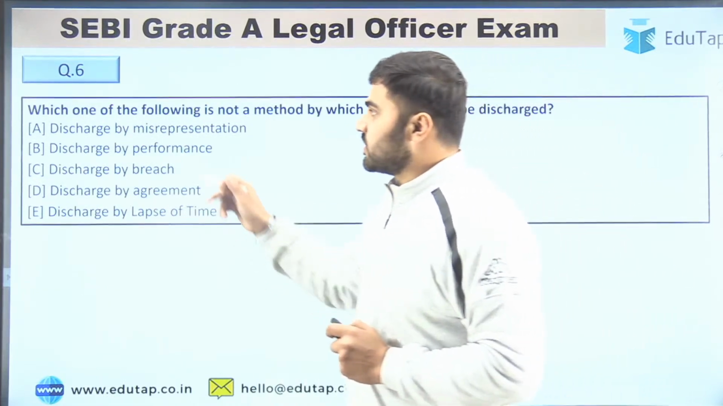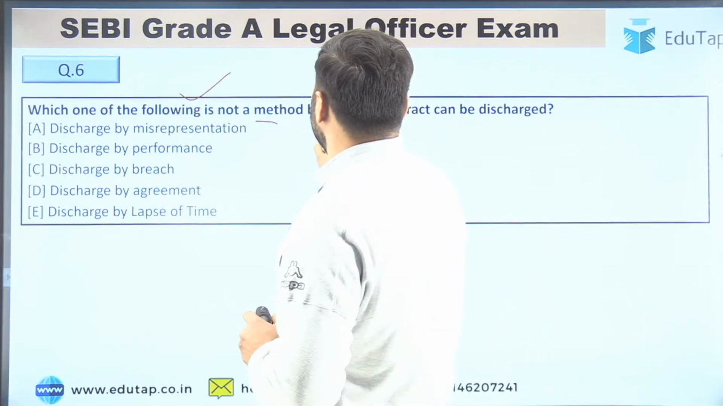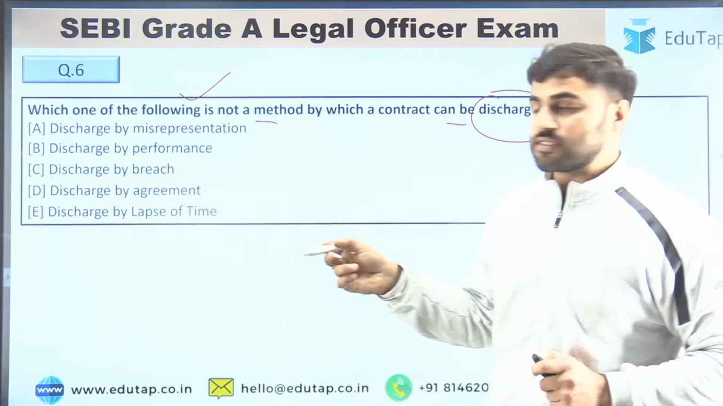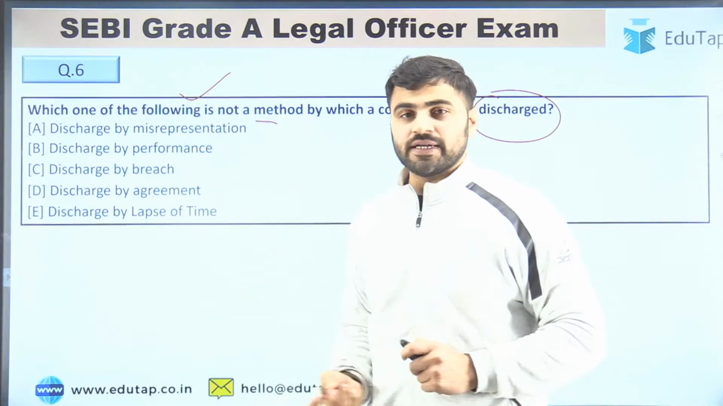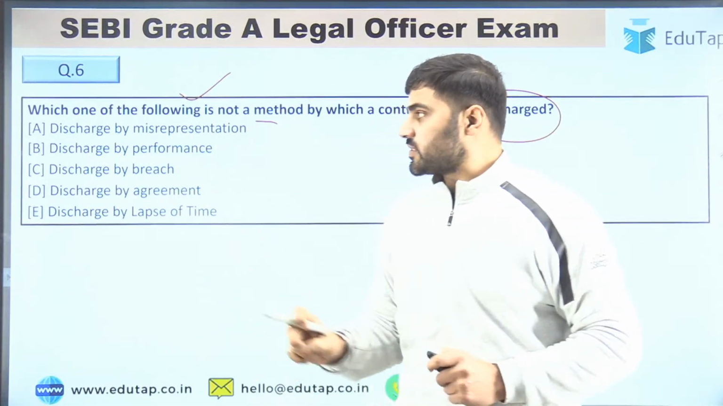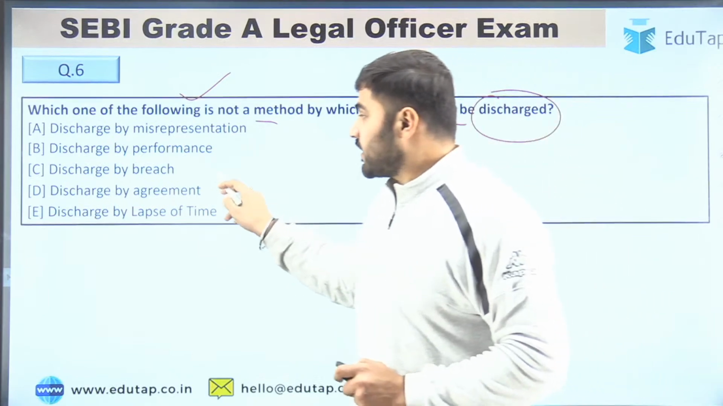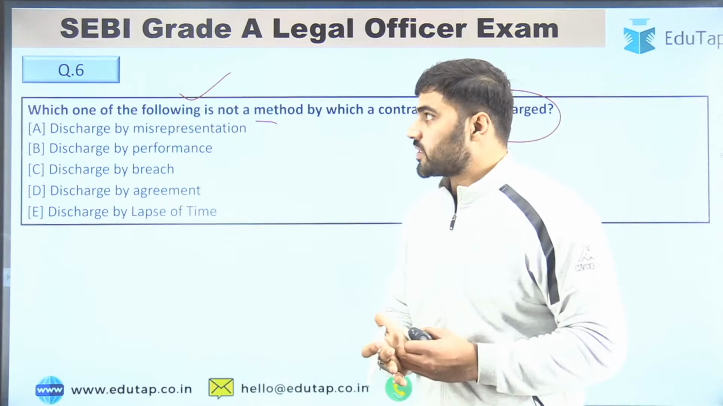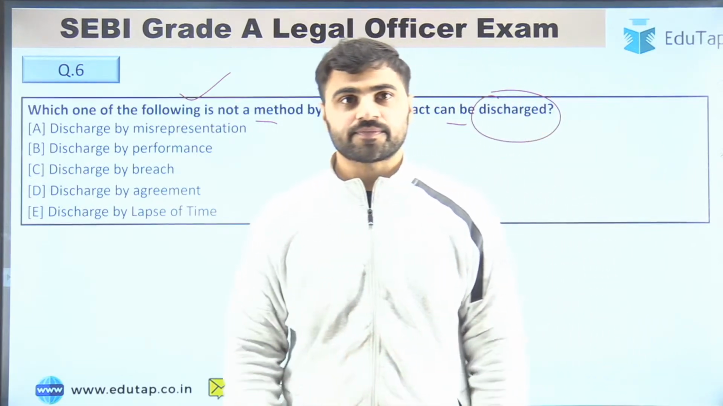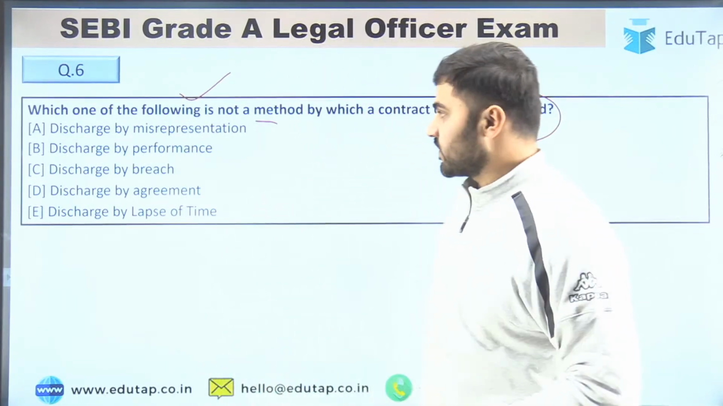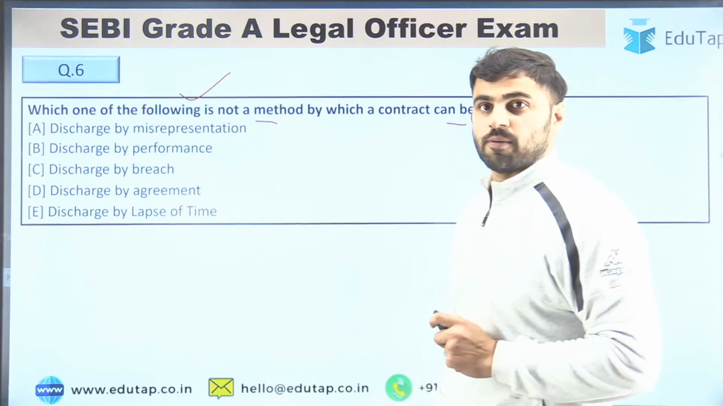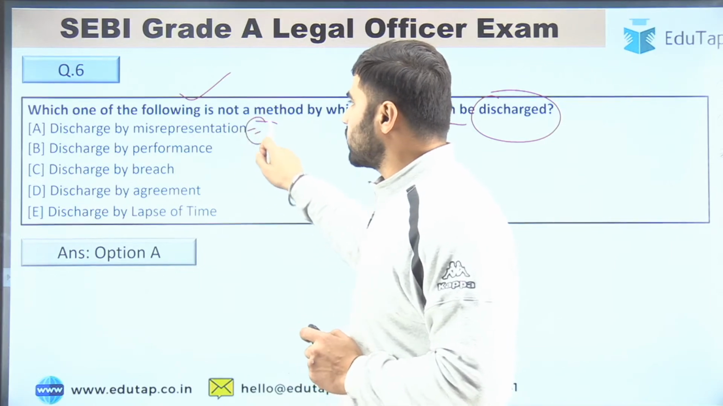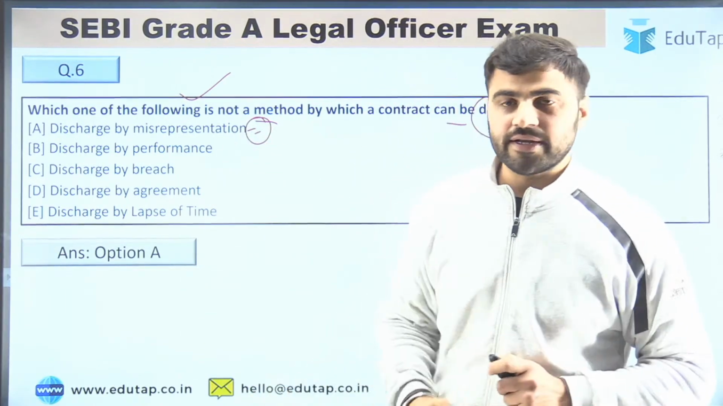So question number 6 is, which one of the following is not a method by which a contract can be discharged? Your options are discharge by misrepresentation, discharge by performance, discharge by breach, discharge by agreement, or discharge by lapse of time. So what is the right answer for question number 6? The right answer is option number A, that is discharge by misrepresentation. So this is not a mode of discharge of a contract, right?